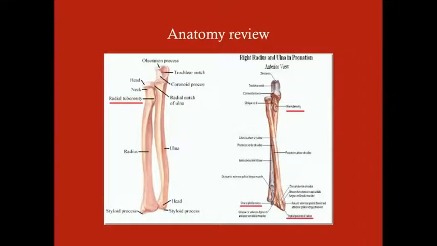So just a quick anatomy review here. We have the radius and the ulna. The ulna is going to be medial, the radius is going to be lateral. And the ulna is the bone that gives us the olecranon process, which is the process that articulates with the humerus, with the distal portion of the humerus. So this is going to be important.